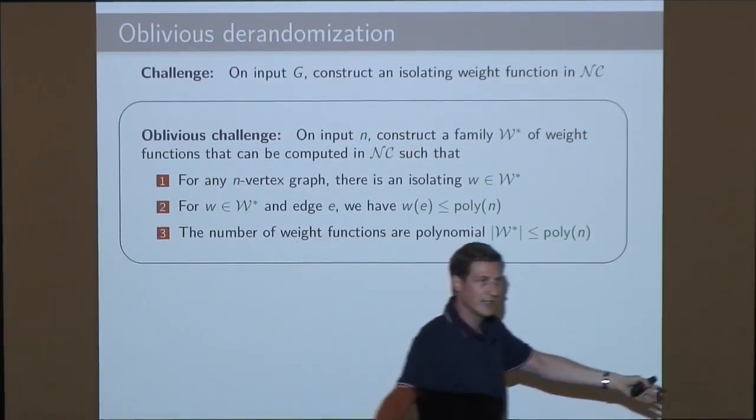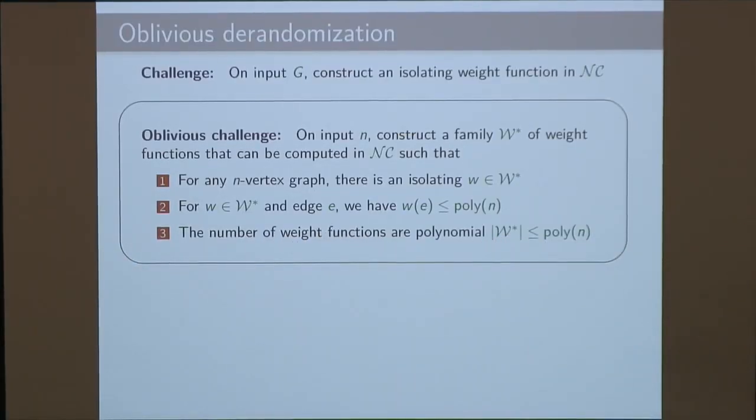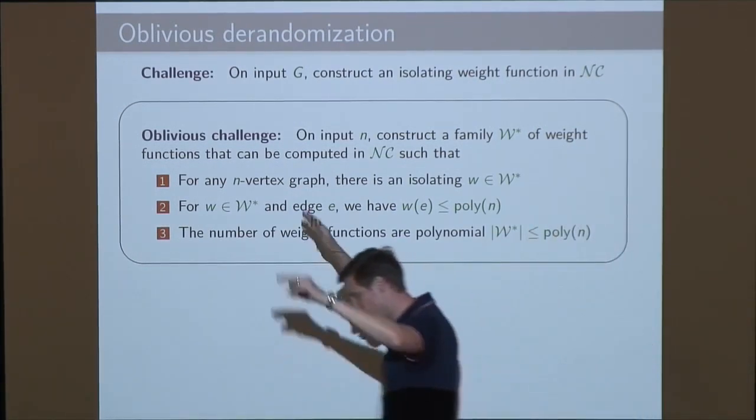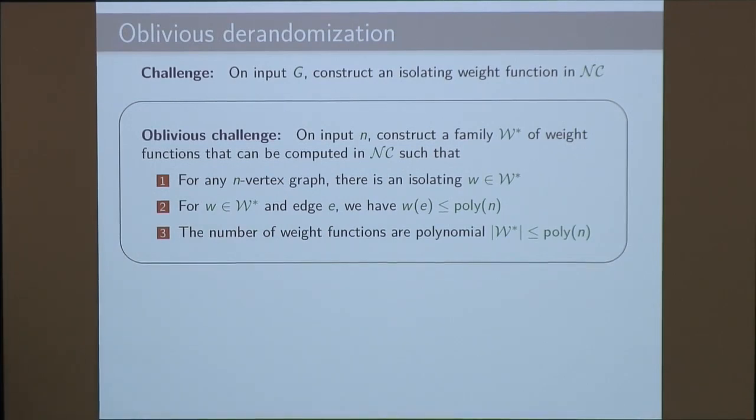Can you see why this would be a derandomization if I want to run in parallel time? So I have polynomially many weight functions. One of them is guaranteed to succeed. So I could just run all of them in parallel. Okay. So just oblivious derandomization, just run all weight functions in parallel. For each graph, one of them is guaranteed to succeed.